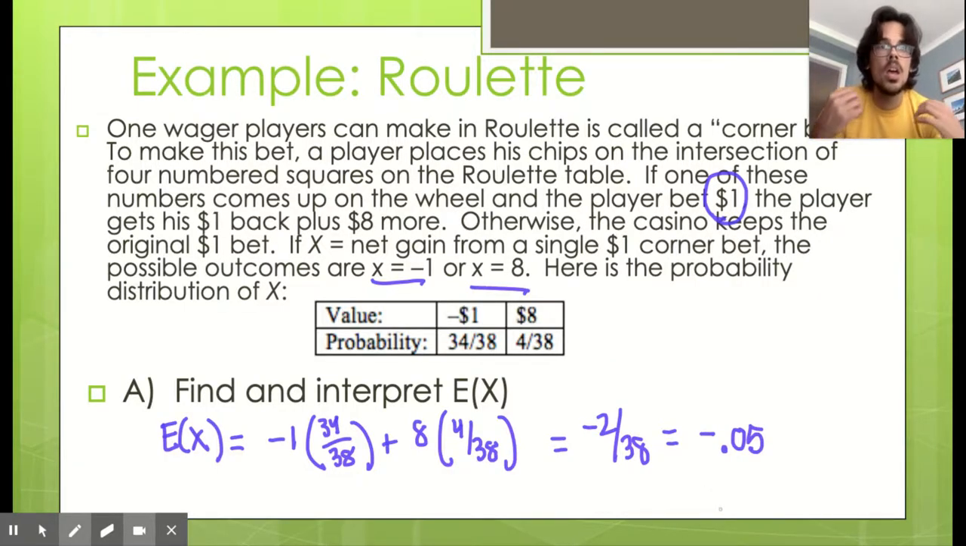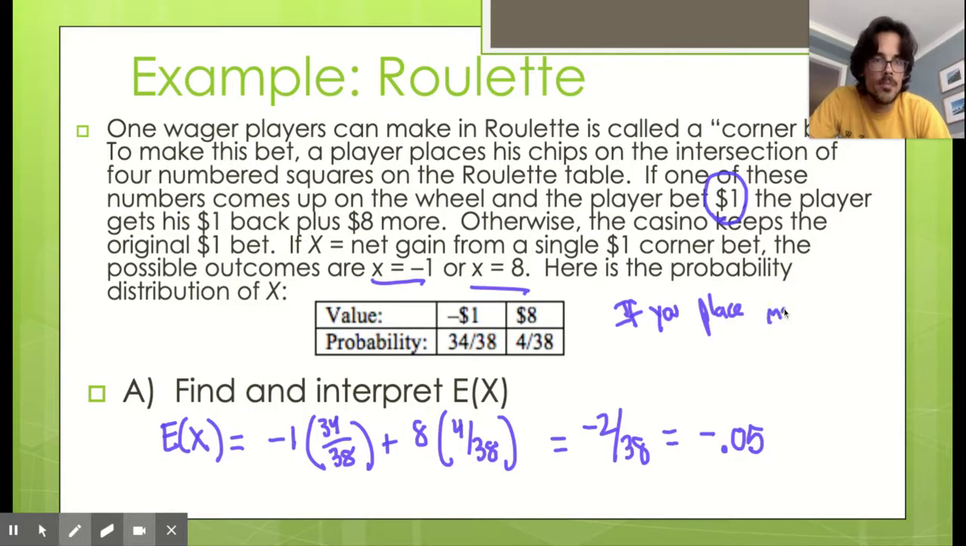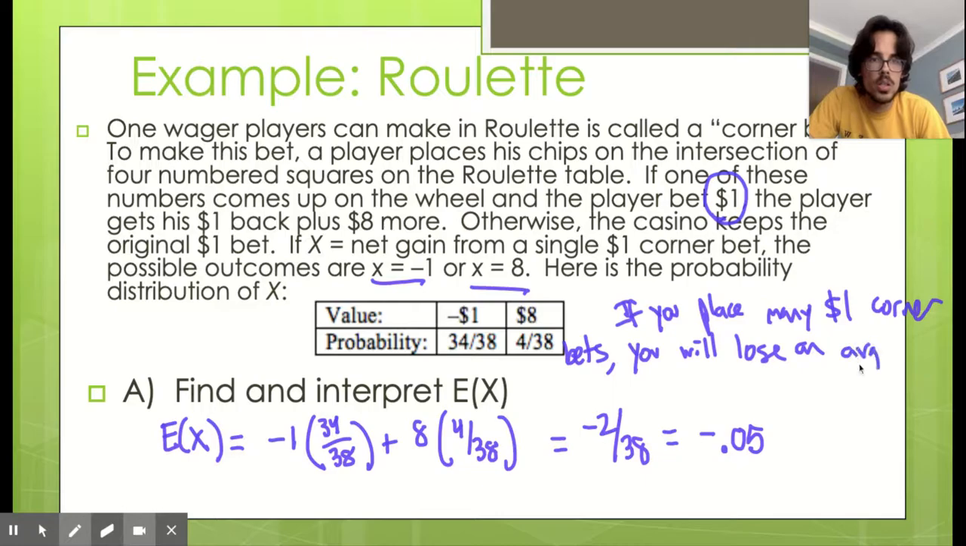What does that mean? Well, when you play the game, you're either losing $1 or you're getting $8. Those are the only two possibilities. But if you take all those negative 1s and all those positive 8s, they'll average out, if you do it enough times, if you sit there playing for a long time, to a 5-cent loss per spin or per time you played. So if you play many roulette games, if you place many $1 corner bets, there's the context from the problem, you will lose an average of 5 cents per bet.